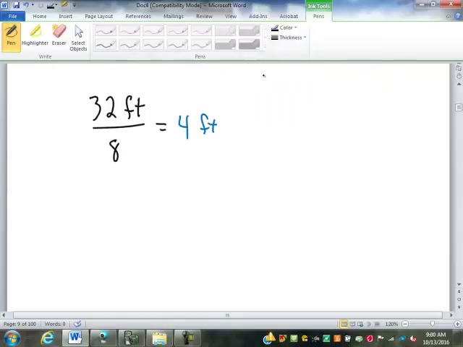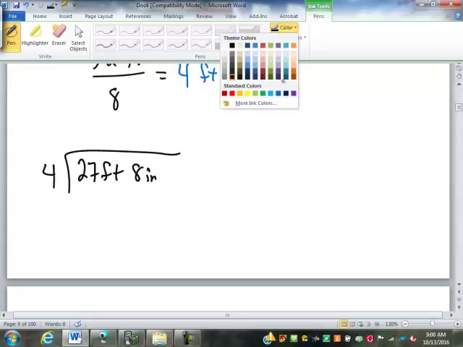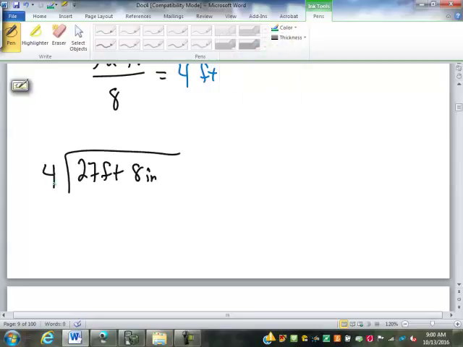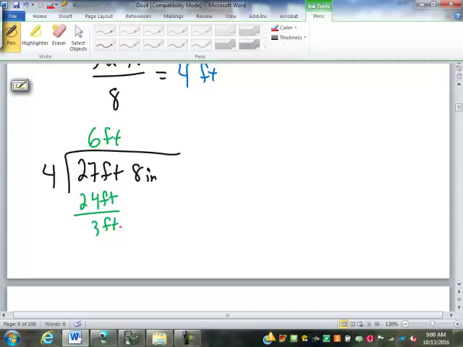But we can still have our dual units. We might have 27 feet, 8 inches. We want to divide it into 4 equal pieces. 4 goes into 27 how many times? 6. So that's 6 feet. 6 feet times 4 is 24 feet. So we subtract, there's 3 feet left over. Now this is where we normally bring down the next number, but before we do that, I've got to turn my feet into inches.